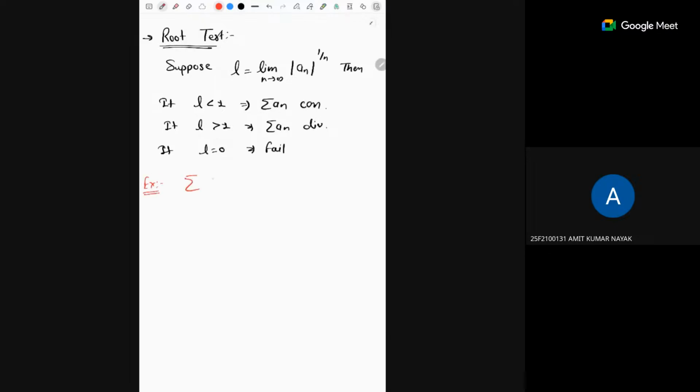So summation 1 by n to the power n. Suppose this is the series you have, or else let's take one simple example: summation 1 by 3 to the power n. Does this converge or diverge? It converges. Actually, it's a geometric series, so you can also tell by the value of r, but you can also apply a root test here. If you apply root test, the answer is convergence.